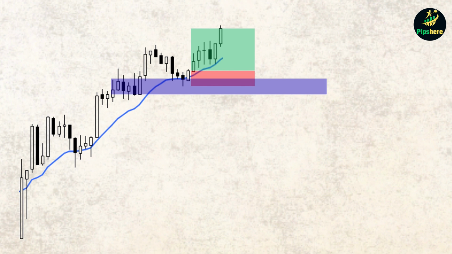As you continue through the course, these concepts will become much clearer, and you'll understand how to combine multiple confirmations before entering a trade. Now let's move forward and look at where the market starts showing weakness.